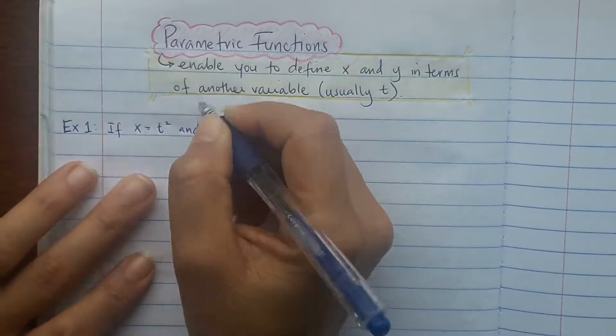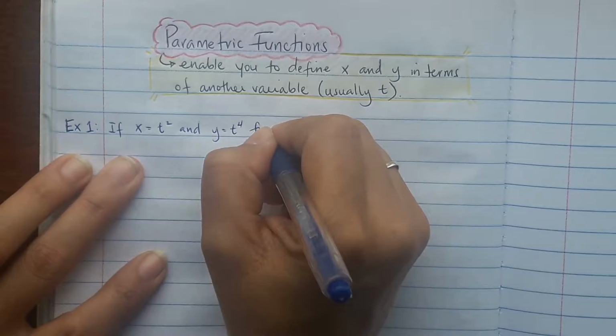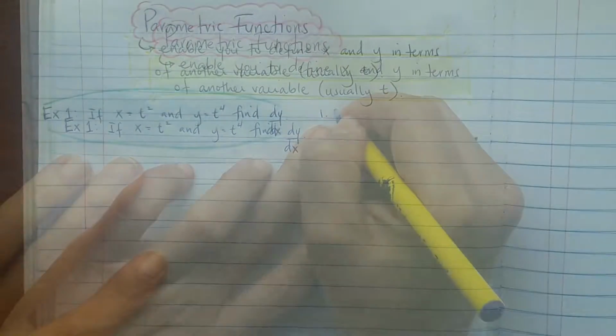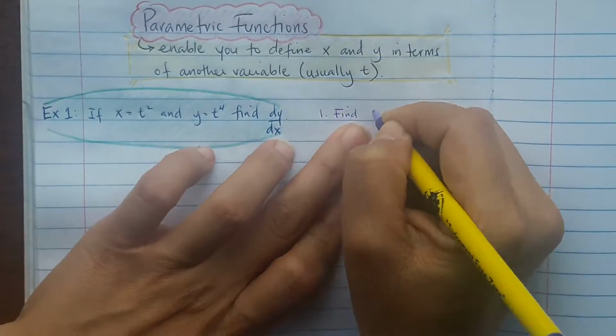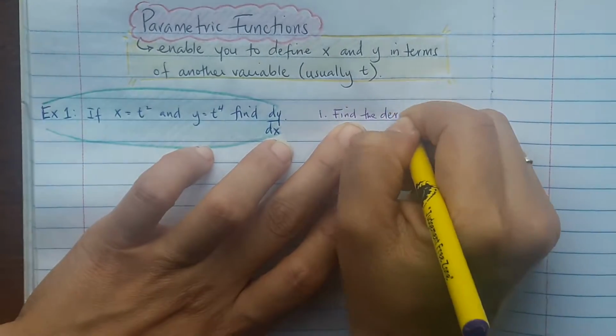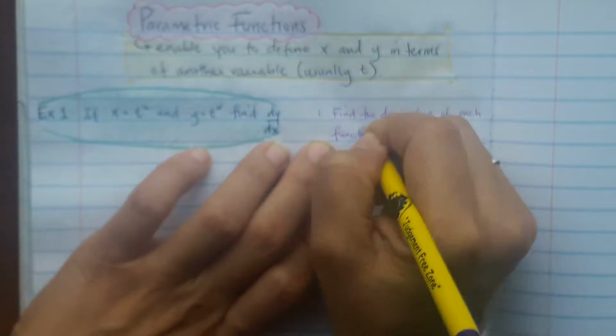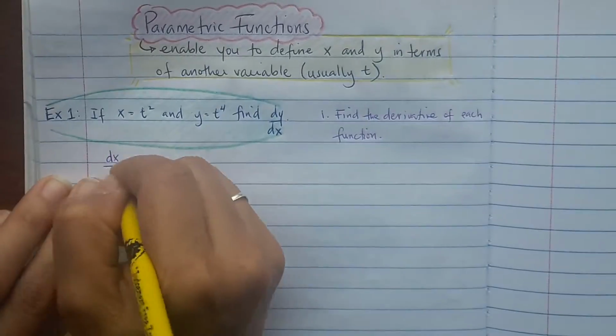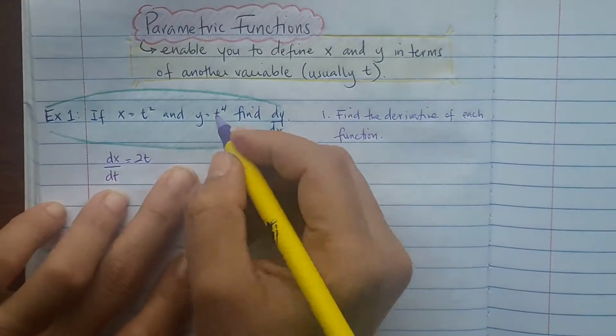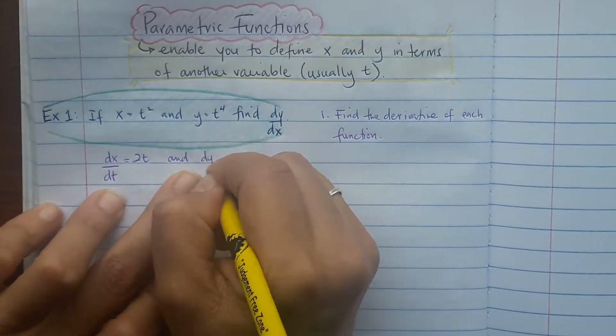Let's take a look at an example. If x is t squared and y is t to the 4th power, find dy/dx. So I want to find the change in y with respect to x. First you need to find the derivative of each of these functions. But notice the derivative is in terms of t. So this is dx/dt, and that's 2t, and this is dy/dt, and that's 4t cubed.